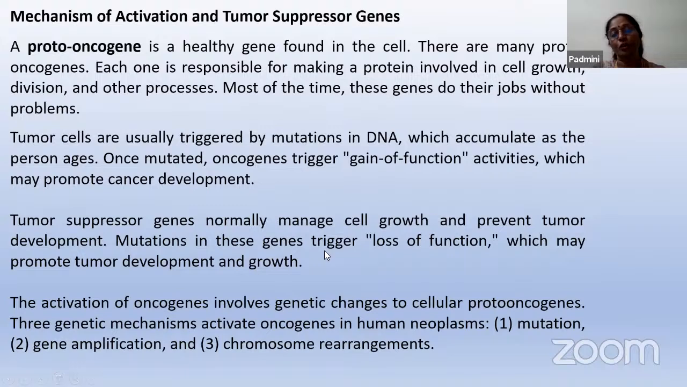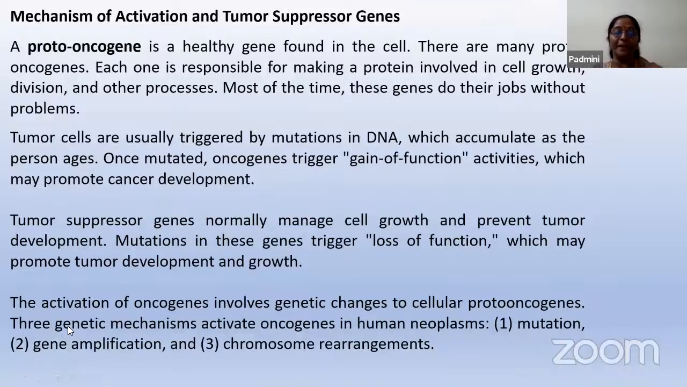Then tumor suppressor genes normally manage cell growth and prevent tumor development. They are the genes which suppress tumor growth. They are present in normal cells and prevent the development of cancers. But mutations in these can also trigger loss of function that leads to cancer development. So when you talk about activation, there are three different types of genetic changes that lead to activation of the genes into tumor genes. What are these activations?